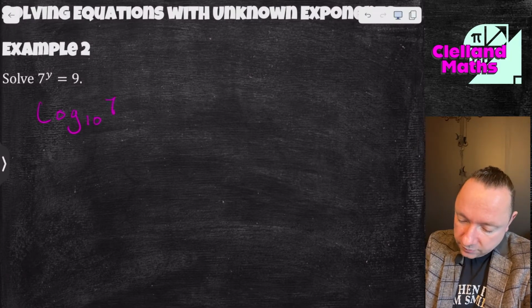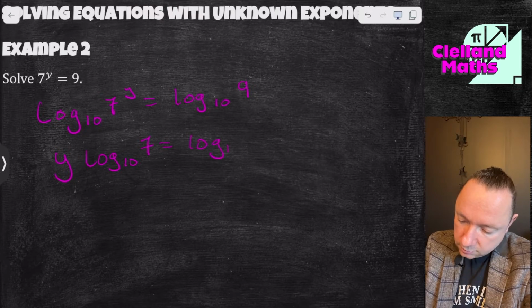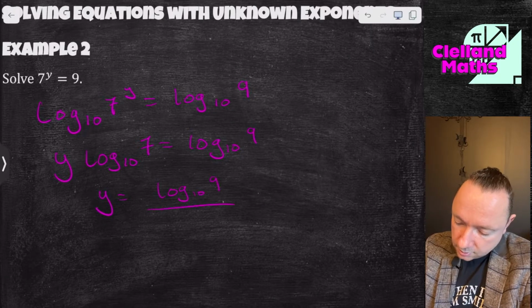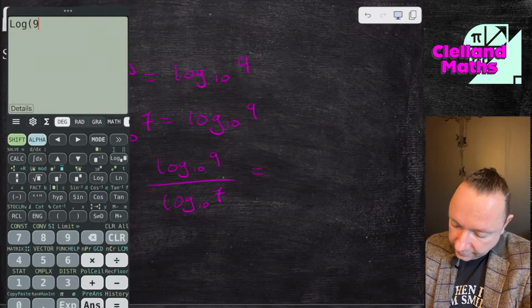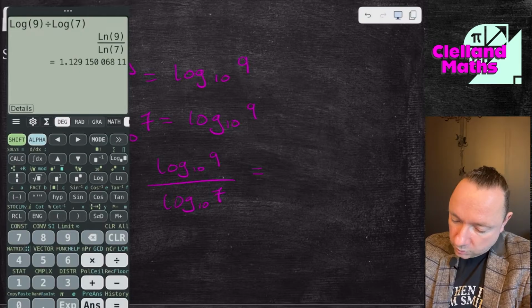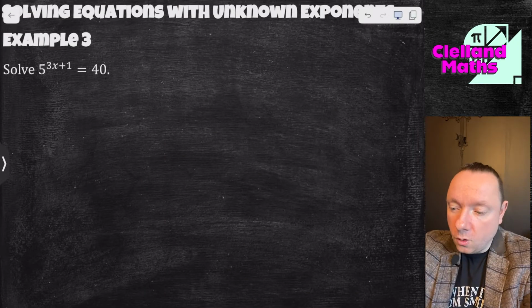Log base 10 of 7 to the y just to show you that it's fine. So the y comes to the front. And then we divide. So getting a calculator to work all of that out, log base 10, remember, log of 9 divided by, make sure you close that bracket, log of 7 is 1.129 to 3 decimal places. And we're done there.